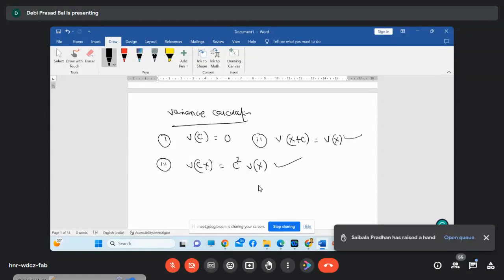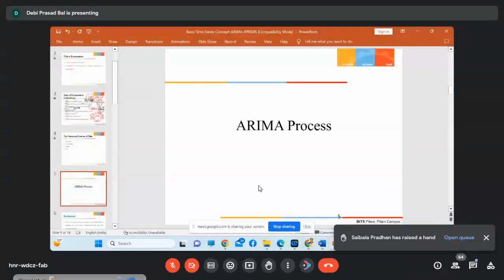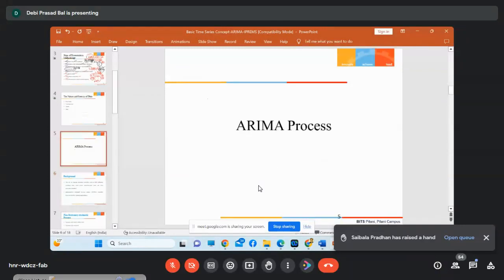Okay. Now coming to our model. We need to go fast, otherwise it will be difficult. Then the ARIMA model. What is ARIMA? ARIMA is nothing but what? As I told you in the beginning. AR is autoregressive. MA means moving average. And what does I mean? Integrated. Do you know all the terms? So what will I read this as? Autoregressive integrated moving average. Yes, very nice. Autoregressive integrated moving average process.